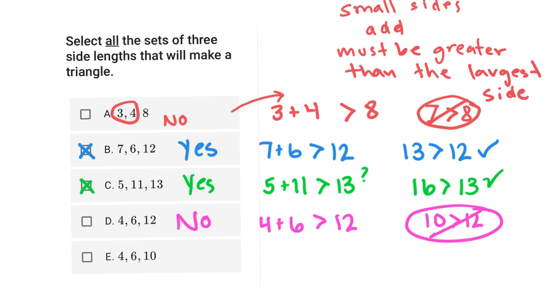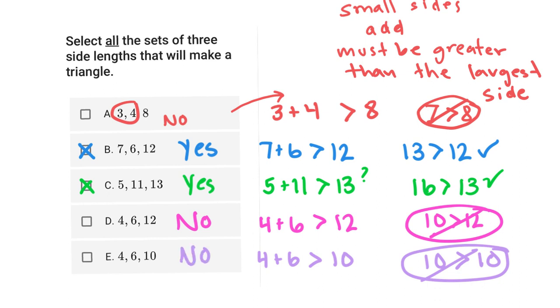Now the last one here, this is our tricky one. It is 4 and 6 again, but is 4 plus 6 greater than 10? 4 plus 6 is equal to 10. Is 10 greater than 10? It is not. If it were greater than or equal to, but since it's just greater than, this is not a triangle.